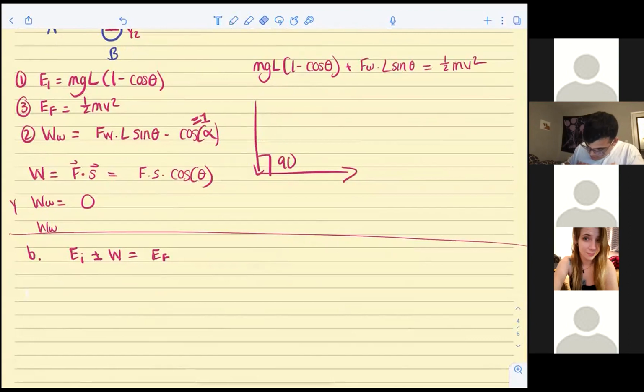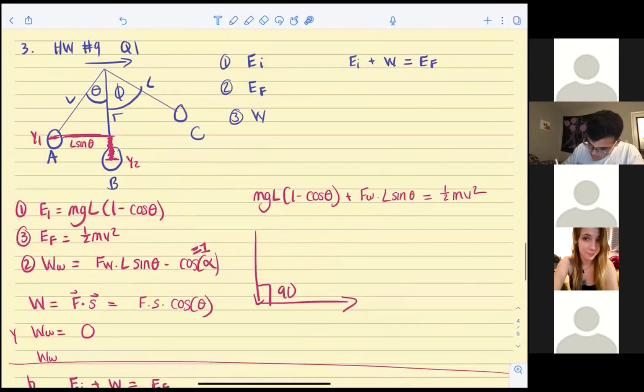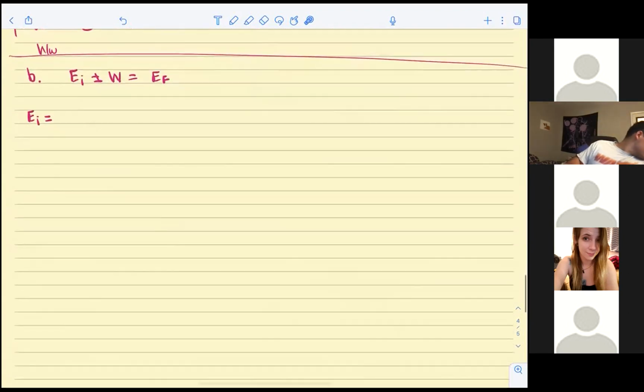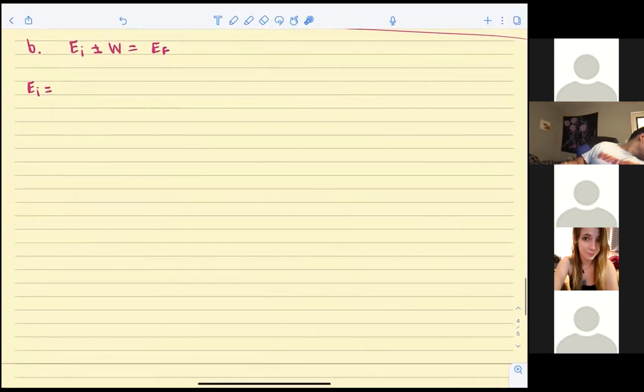What is the initial energy? Well, we agreed that this is just kinetic energy, right? There's no potential energy at this point. So that's 1/2 m v_B squared.